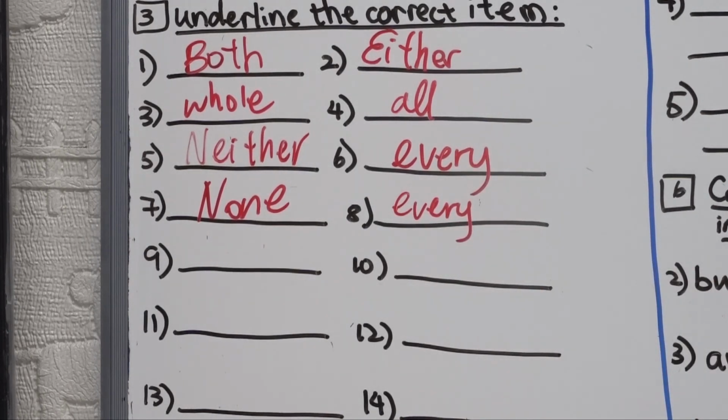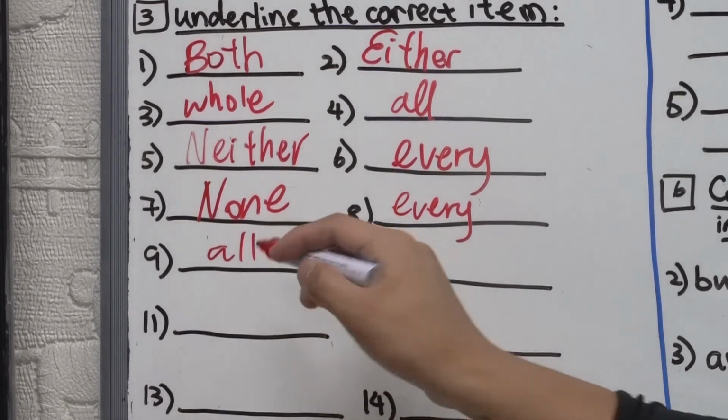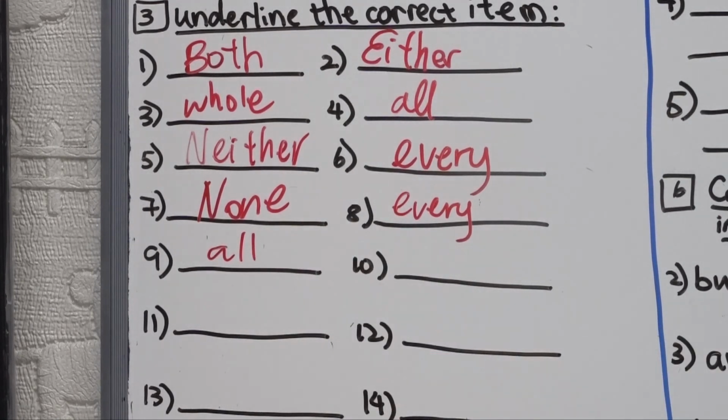All right, let's move on again. Number 9. You'll get fat if you eat all the biscuits or none of those biscuits. What do you think? How can you get fat by not eating a lot, right? It should be all.